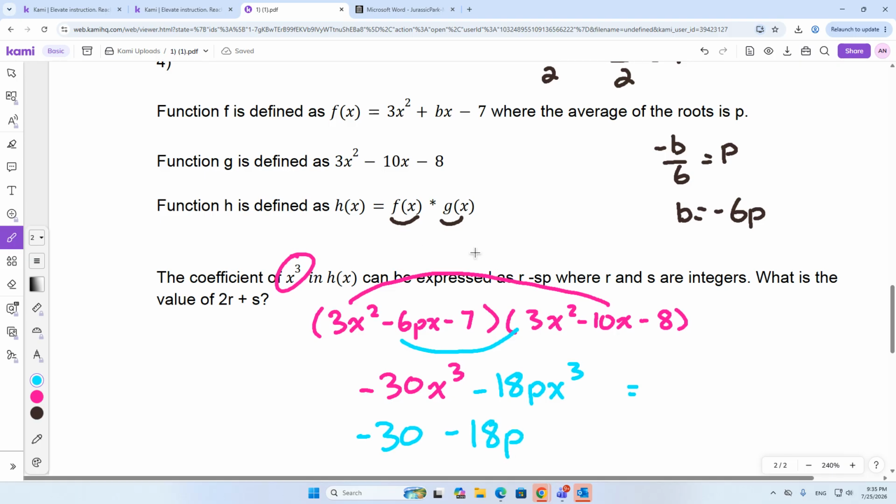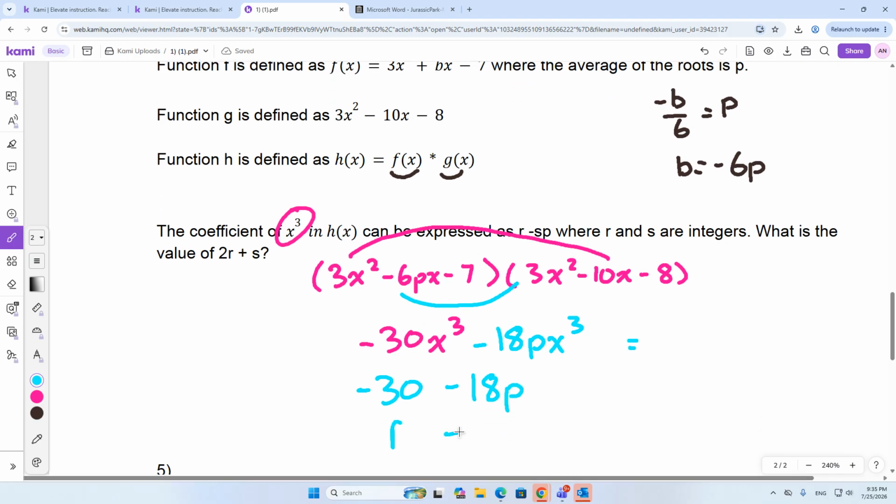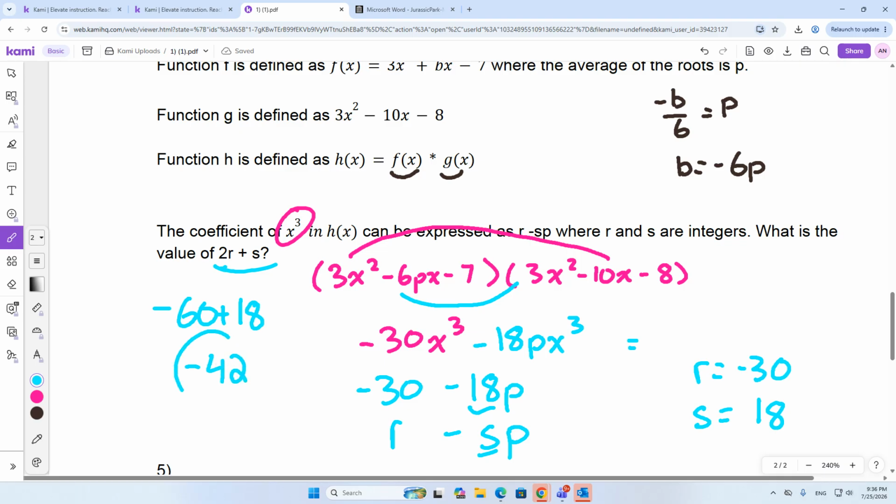I want to express that as r minus sp. So r minus sp, right? So think about it carefully. My r equals negative 30, right? Now be careful here. Is my s 18 or negative 18? It's just going to be that 18, right? S equals 18, right? So now I can just, what's 2r? So I have negative 60 plus 18, right? So that's going to be negative 42, okay? Good job. All right.